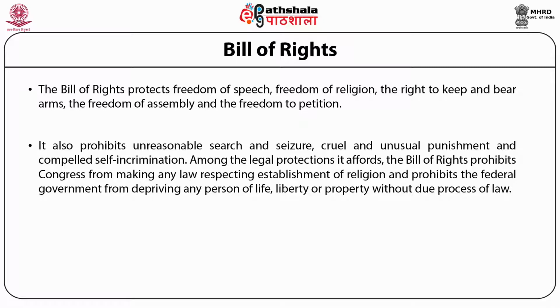Among the legal protections that the Bill of Rights affords, prime among them is the prohibition on Congress from making any law respecting establishment of religion, which has been covered in previous modules. It also prohibits, more importantly for our purposes here, the federal government from depriving any person of life, liberty, or property without the due process of law. Let me repeat. The Bill of Rights prohibits the federal government from depriving any person of life, liberty, or property without due process of law.